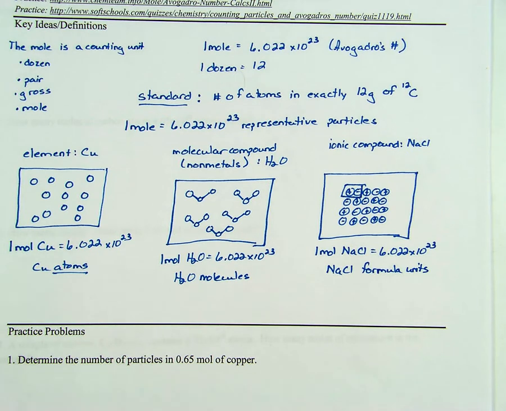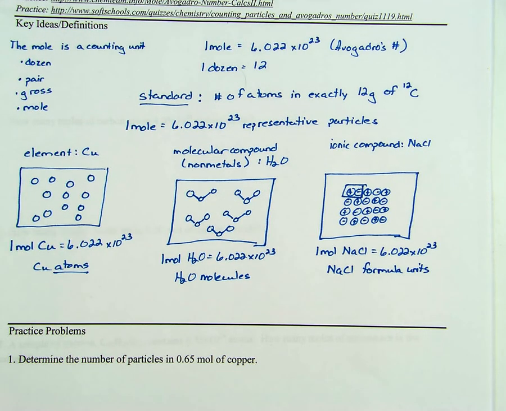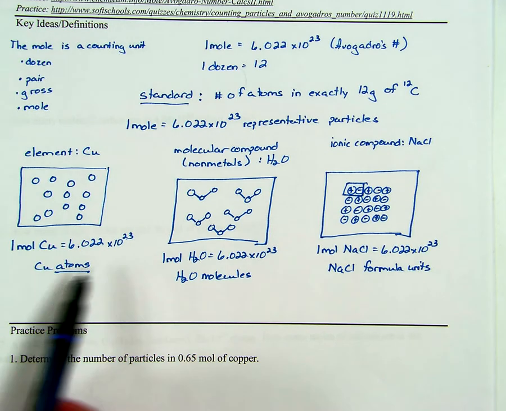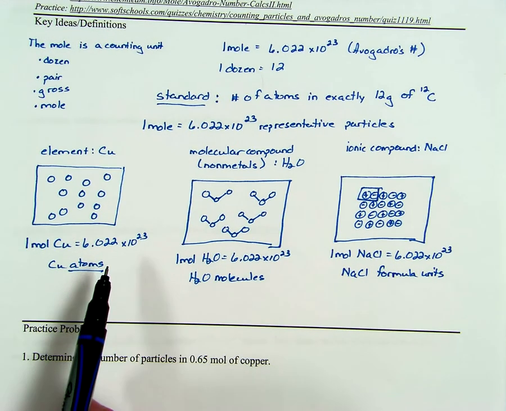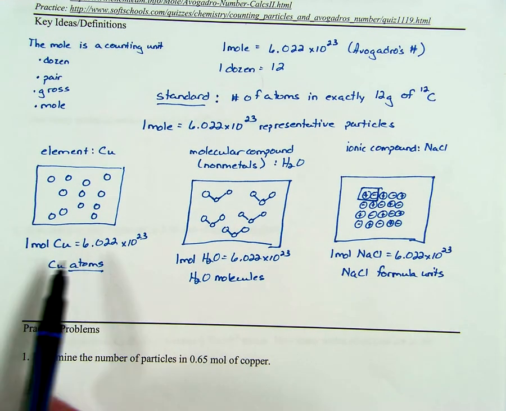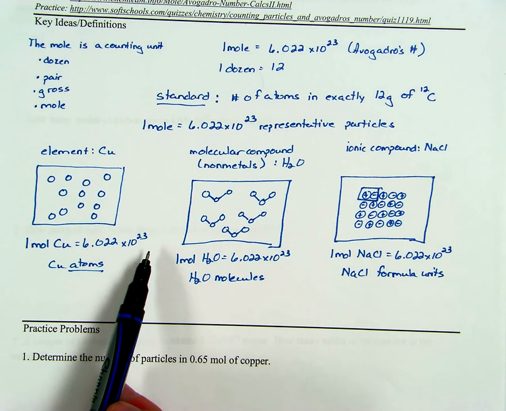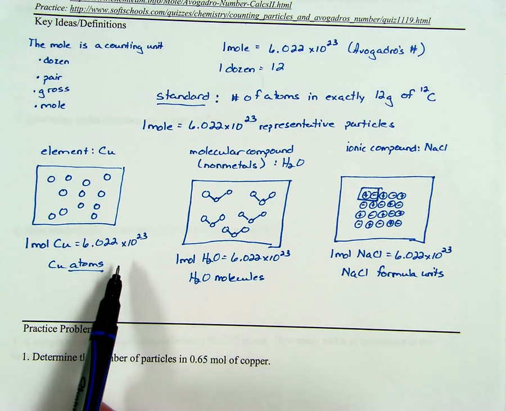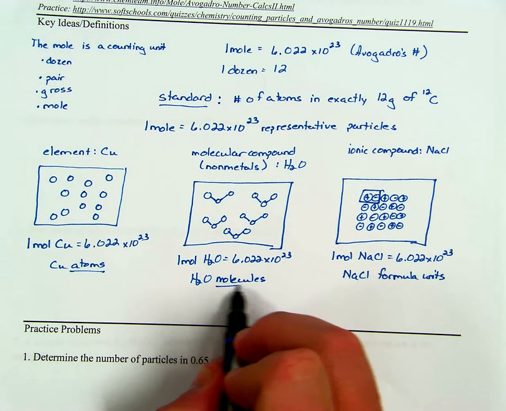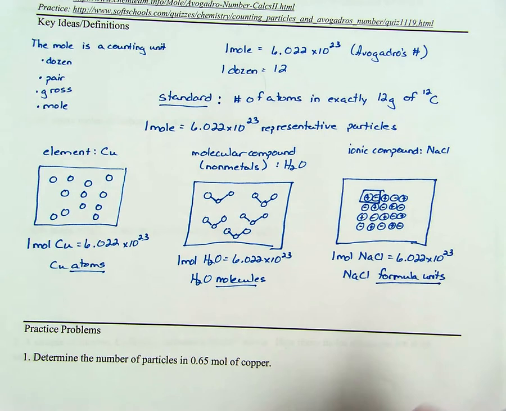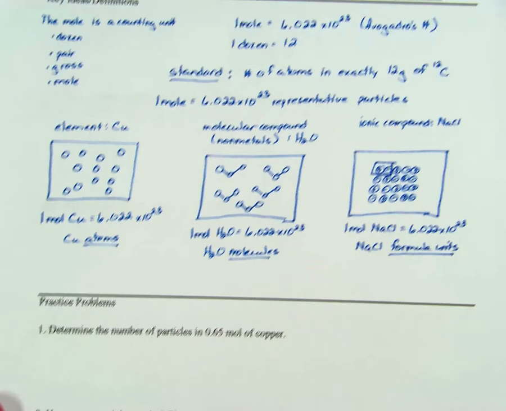Alright, so let's look at how we can use Avogadro's number in a problem. Notice all these equalities we wrote up here. They are in fact equalities. 1 mole is always equal to Avogadro's number of particles, whether it be atoms, molecules, or formula units. So I can always use that as a conversion factor. So I look down here at practice problems.